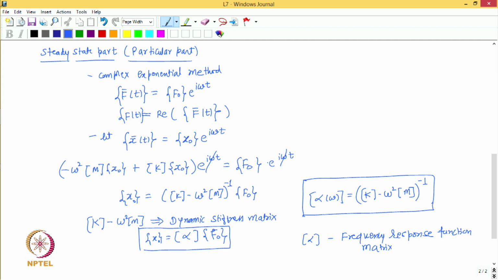So, this method of finding the response can also be referred to as a direct method. Let us call it the direct method. In the direct method we directly solve the differential equation to find the response. Let us go to the next page.